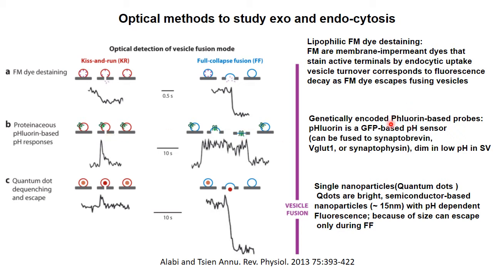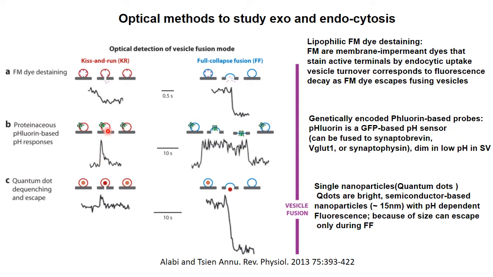You can fuse pHluorin to different molecules that are present in synaptic vesicles. Here are examples: synaptobrevin, that we talked about, which is really important for vesicle fusion. You can fuse it to V-GLUT1, which is a transporter that leads to transport of glutamate inside of the vesicle, or synaptophysin, which is present in a huge number of vesicles. Anyway, you can use any of these proteins. You can also use things that are secreted, such as BDNF. But pretty much it's going to be dim, so there will be no fluorescence, and then the opening of the pore is going to lead to an increase in this fluorescence.